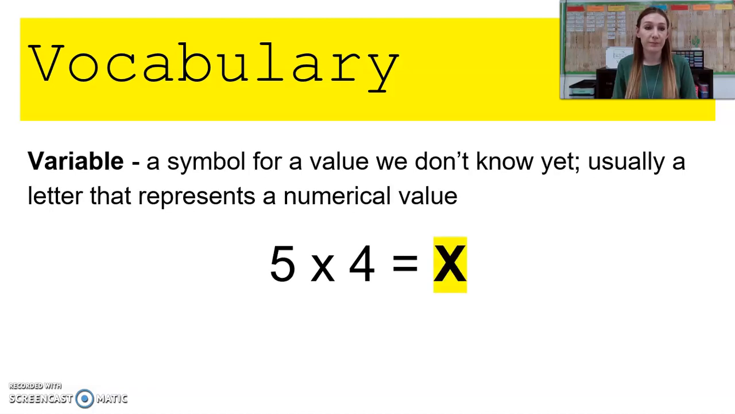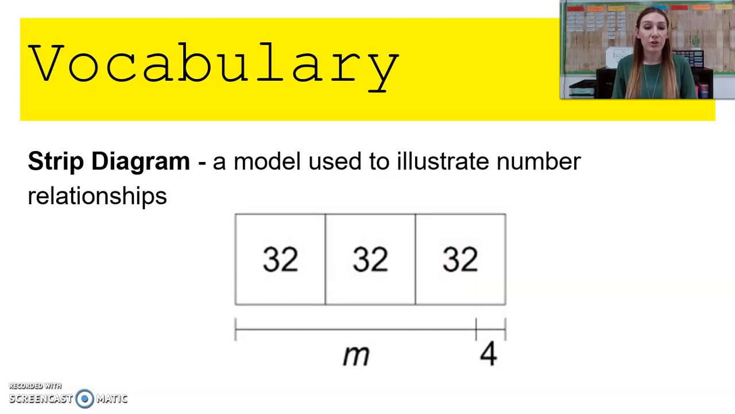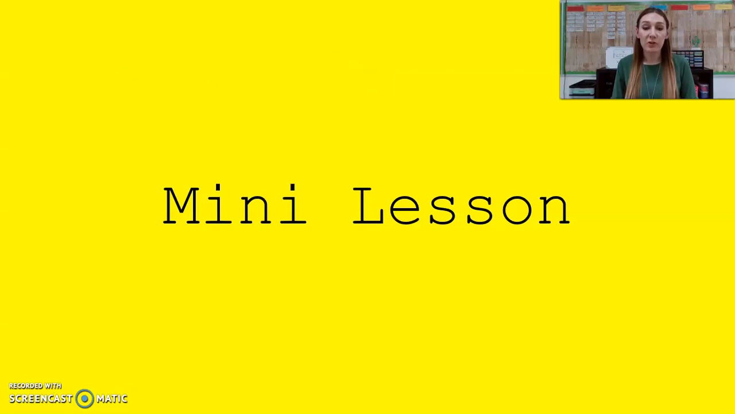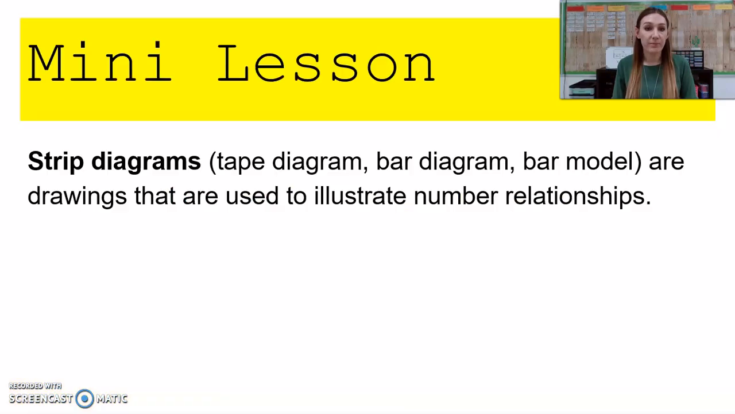A variable is a symbol for a value we don't know yet, usually a letter that represents a numerical value. So our example is 5 times 4 equals x, with x being our variable. A strip diagram is a model used to illustrate number relationships. So our lesson today is going to be all about strip diagrams, how to draw and interpret them.